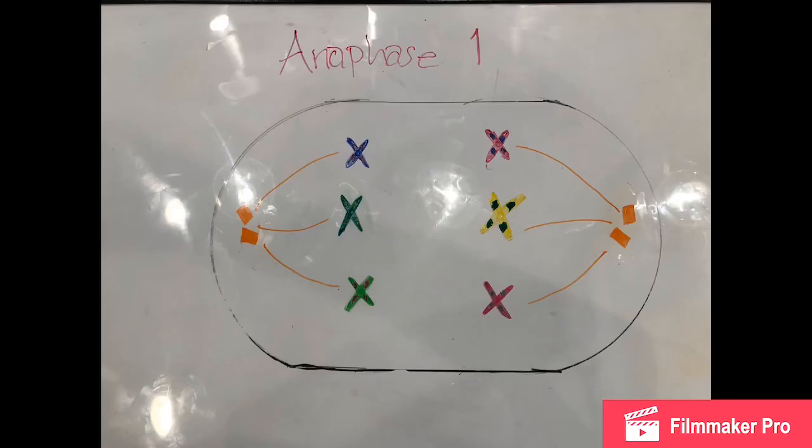In anaphase 1, homologous chromosomes are pulled by the centrioles to the opposite sides of the cell.